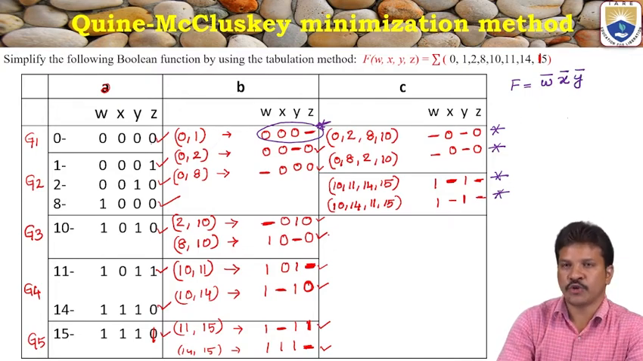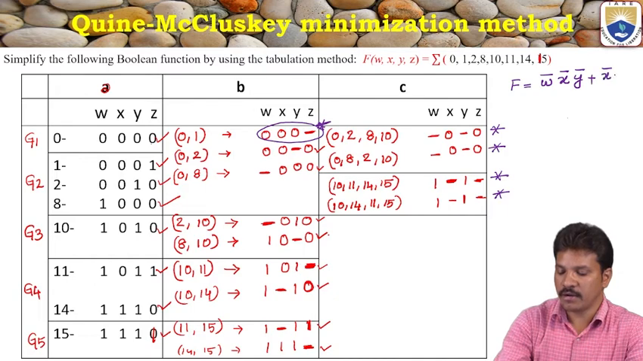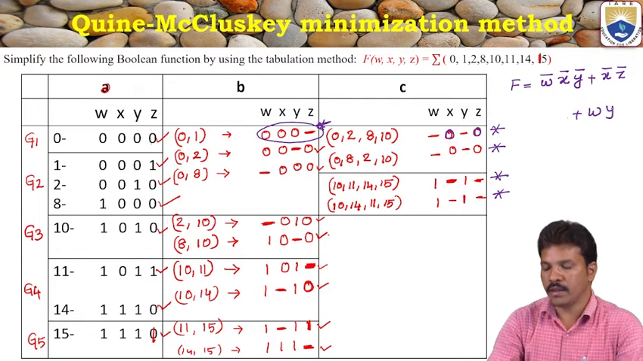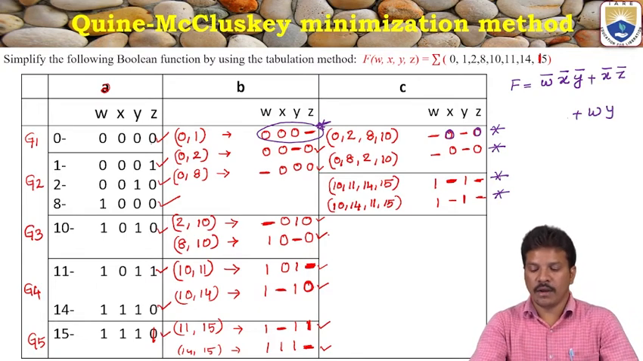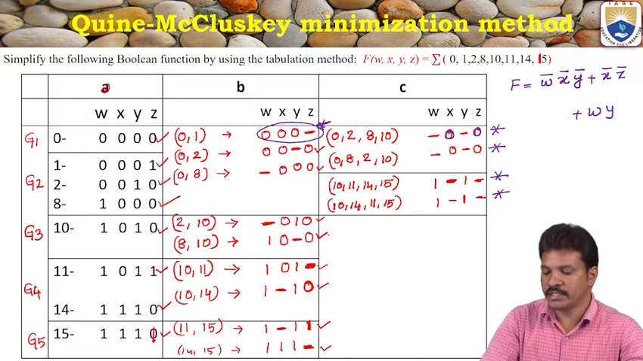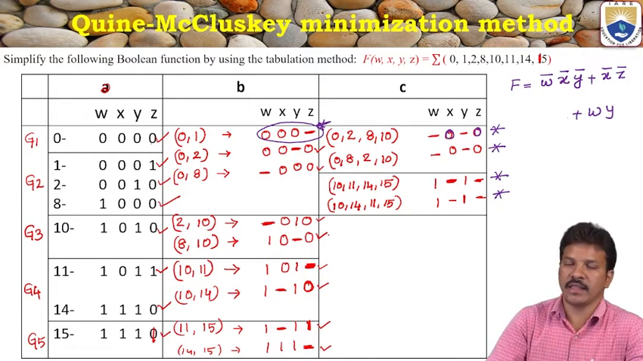And so the first group in column C, plus dash 0, means X bar, Z bar, because under X it is 0 and under Z it is 0, and that icon represents not included. Next, group 2 in column C, 1 dash, means W dash Y, like 1 means Y, WY. W bar, X bar, Y bar plus X bar, Z bar plus WY are the prime implicants.